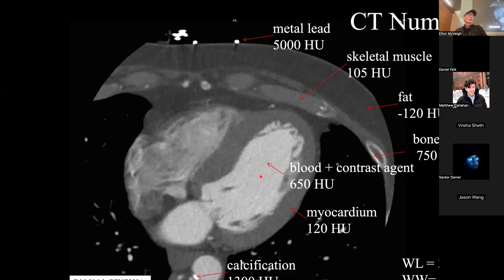650 is a large number, right? The normal Hounsfield unit of blood before you put contrast in it is like 100, or maybe 60 to 80, something like that. And so when the contrast goes in, it really brightens it up, as we've seen on many demonstrations.